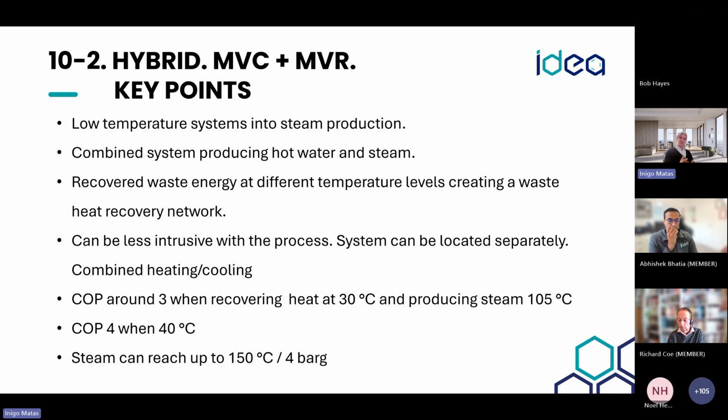It allows us to produce steam in stages where the MVC heat pump is not as good. We can integrate multiple processes as well, and we can produce the steam. We can also have the first part making hot water for another part of the plant. So it's a great way of creating a heat recovery network, capturing and also producing heat at different temperatures.